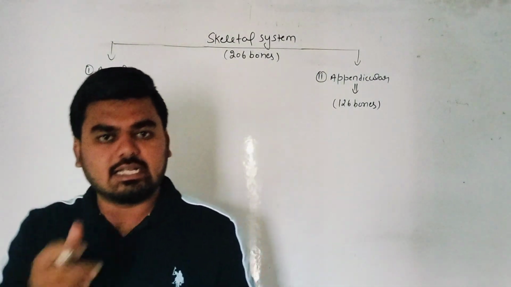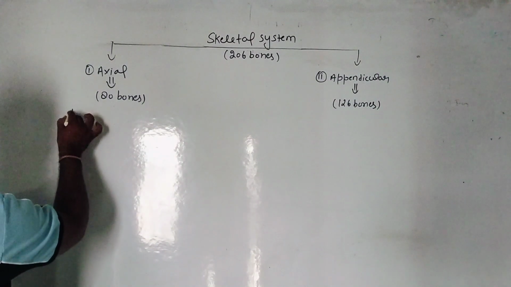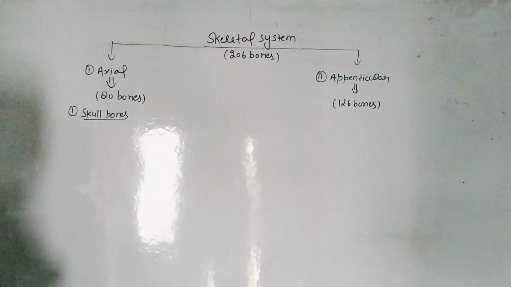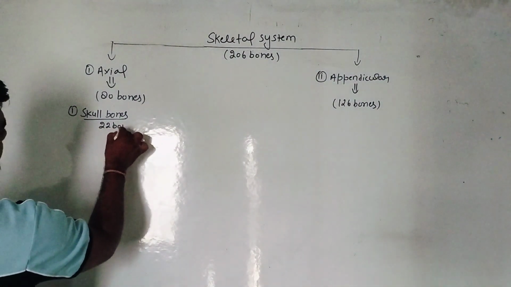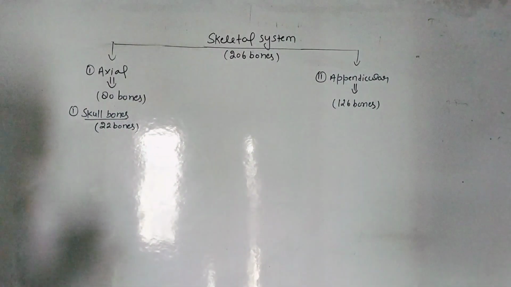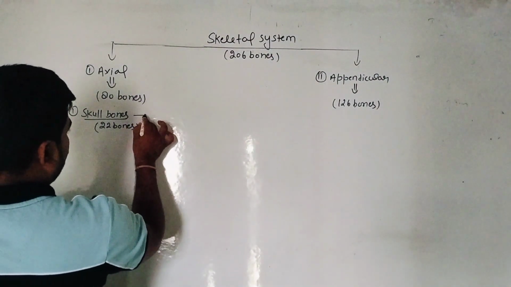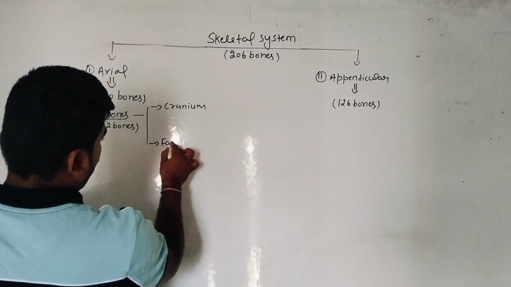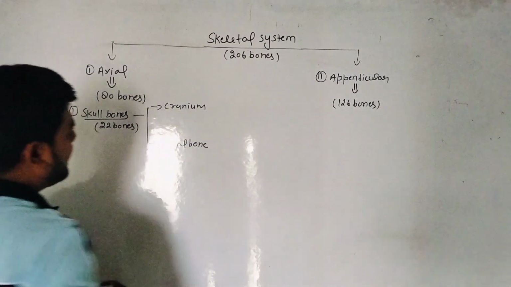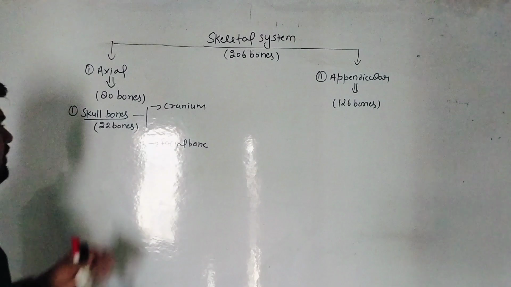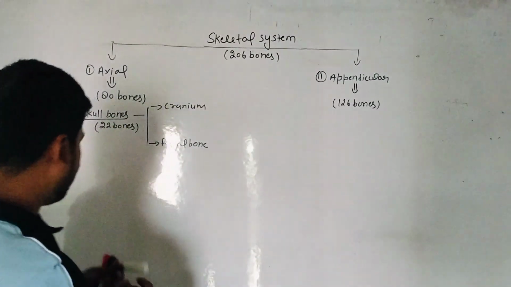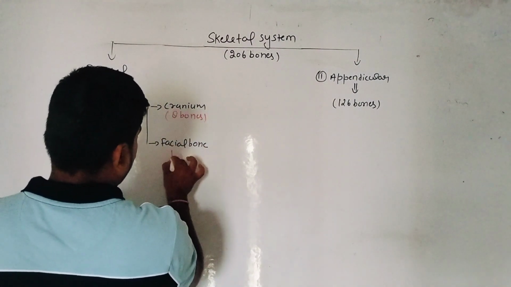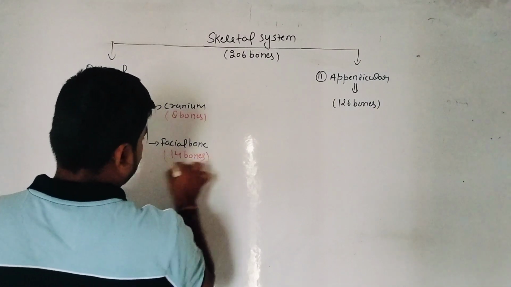First we discuss the axial skeletal system. Under the axial skeletal system, first we will discuss the skull bones. Out of 80 bones, 22 bones are found in the skull region. These 22 bones are found in the form of cranium and facial bones. Out of 22 bones, 8 bones are found in the cranium and 14 bones in the face. Clear or not?